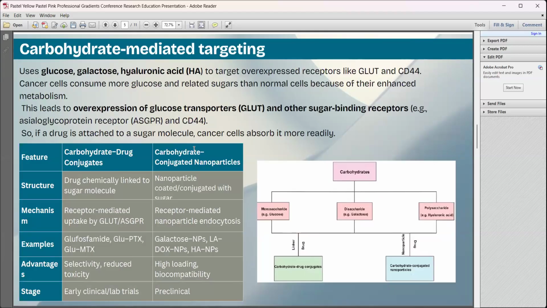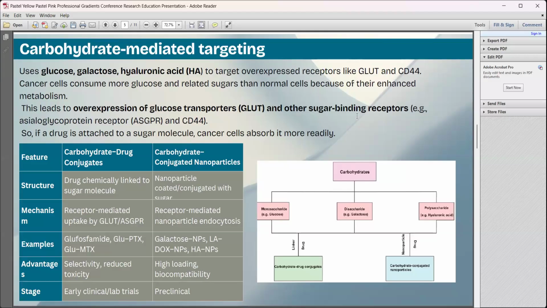Carbohydrate mediated targeting. Cancer cells need a high quantity of glucose for their growth. So carbohydrates like glucose, galactose, and hyaluronic acid can easily attach to drug carriers and bind to specific cell receptors. Many tumor cells overexpress specific carbohydrate binding receptors such as the mannose receptor, CD44 receptor or GLUT4 receptor. This approach increases drug accumulation in the tumor and reduces side effects on healthy tissues.